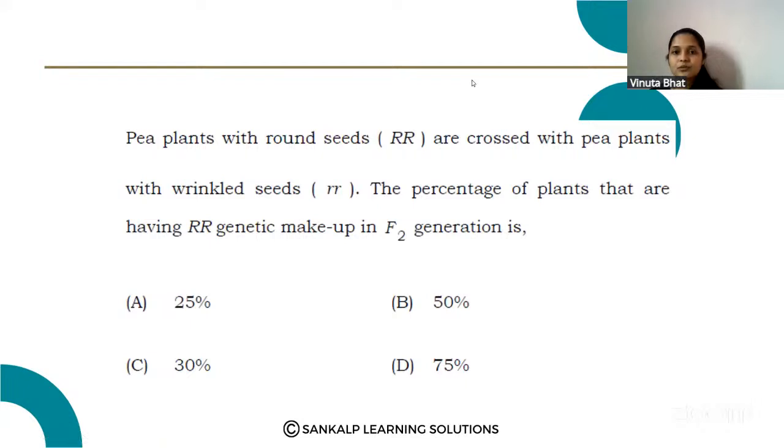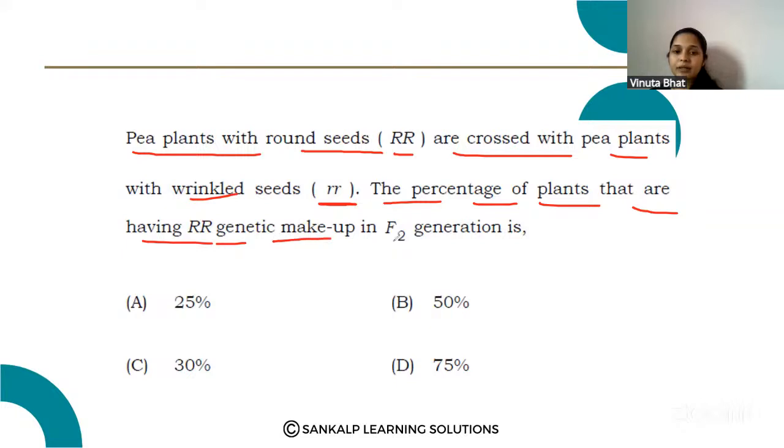Okay, so this is a multiple choice question which was asked in last year's question paper. Pea plants with round seeds, that is capital R, crossed with pea plants with wrinkled seeds, that is small r. The percentage of plants that have capital R makeup in the F2 generation is: 25%, 50%, 30%, 75%.